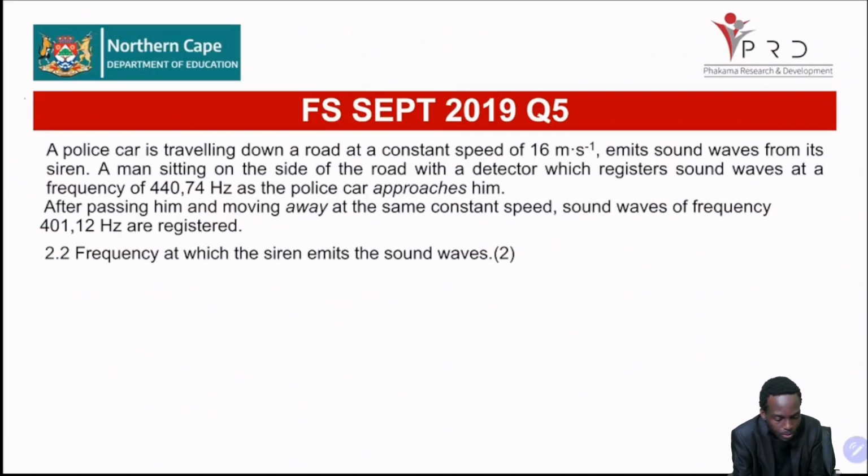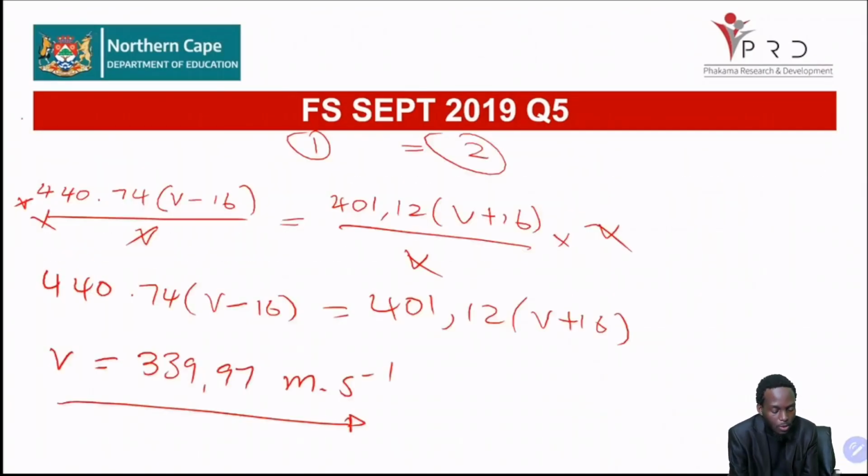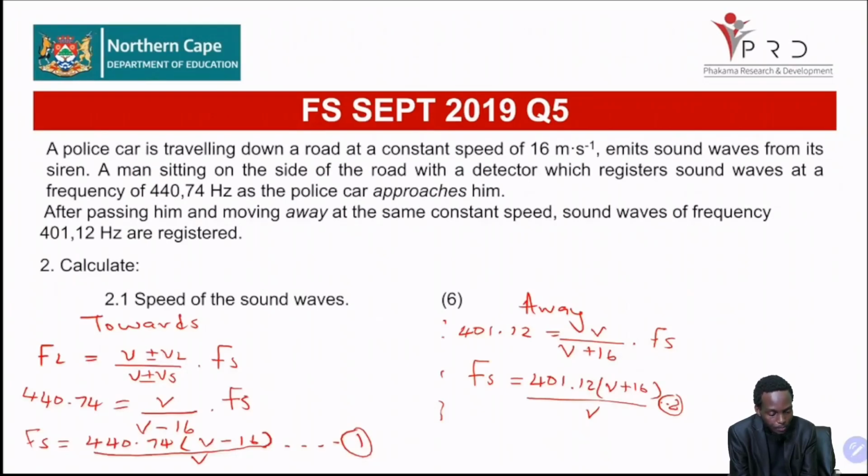Okay, so the next question says calculate the frequency at which the siren emits the sound waves. So we are looking for the frequency of the source, right? Now I want you to look at these two equations here. This equation represents the frequency of the source. This one represents the frequency of the source. So we can take either of these two and use them to calculate Fs, because now we know our V, right?